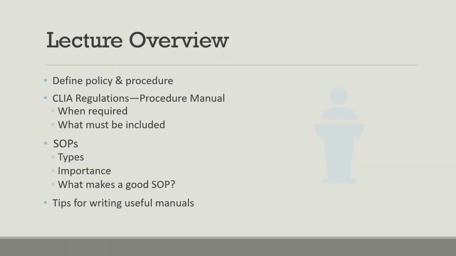So just real quick, here's an overview of what we're going to talk about today. We're going to start by defining policy and procedure and talking about the differences. We're going to talk about CLIA regulations for procedure manuals in the lab. When are they required and what must be included? And then we're going to talk about standard operating procedures. What types are there? Why are they important? What makes a good procedure? And then we'll talk about some tips for writing useful manuals as well.